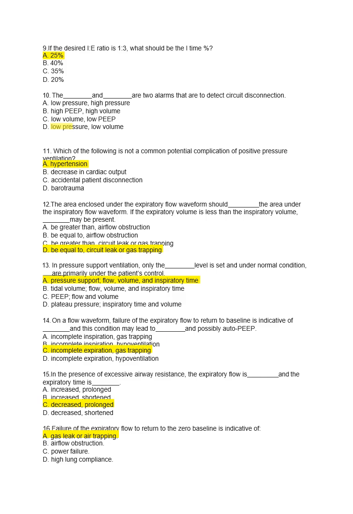15th question. In the presence of excessive airway resistance, the expiratory flow is dash and the expiratory time is dash. So, if there is excessive airway resistance, the expiratory flow is decreased and the expiratory time is prolonged. That is, if there is a resistance in your airway, the rate of expiration or the flow of expiration will be reduced because there is a resistance there.